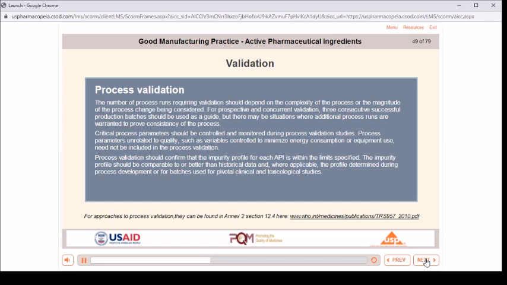Critical process parameters should be controlled and monitored during process validation studies. Process parameters unrelated to quality, such as variables controlled to minimize energy consumption or equipment use, need not be included in the process validation. Process validation should confirm that the impurity profile for each API is within the limits specified. The impurity profile should be comparable to or better than historical data and, where applicable, the profile determined during process development or for batches used for pivotal clinical and toxicological studies.